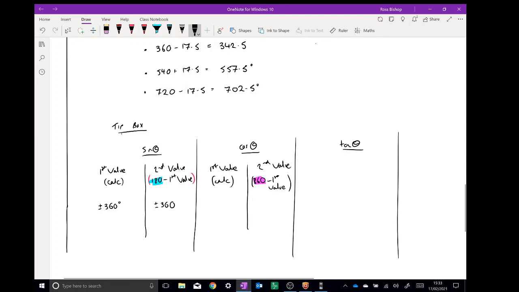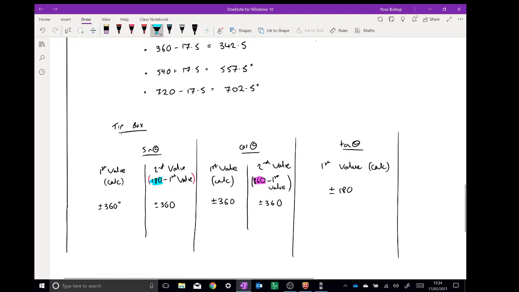Okay, and you do the same again. Once you've got those two, plus or minus 360 until you're outside the range of values. Right, tan, really easy. You get the first value from the calc, and then you just plus or minus 180 until you're outside the range. Okay, so tan's a little bit different.